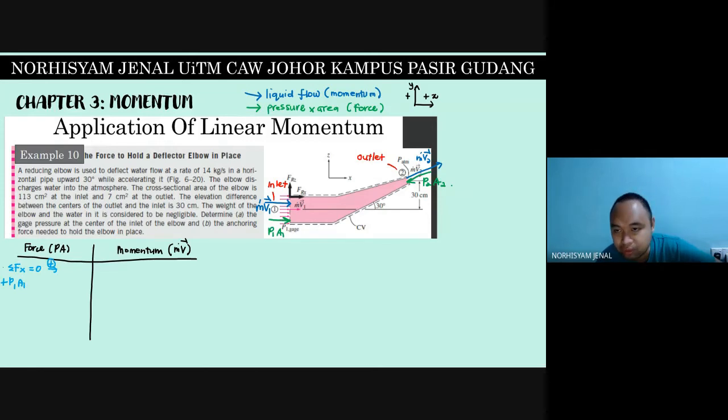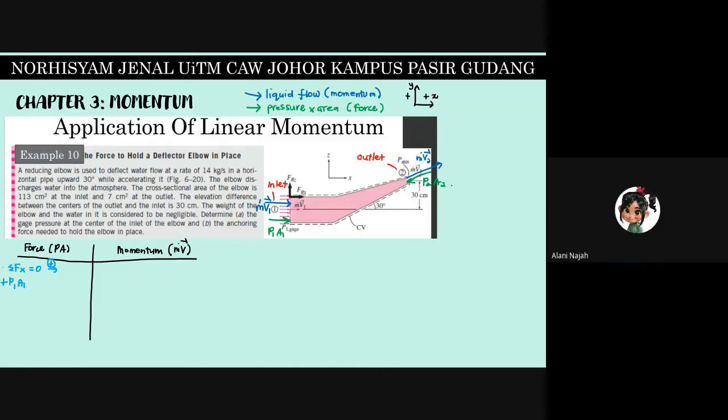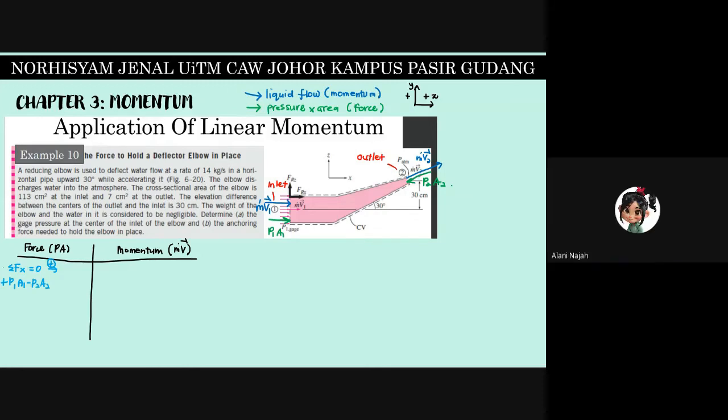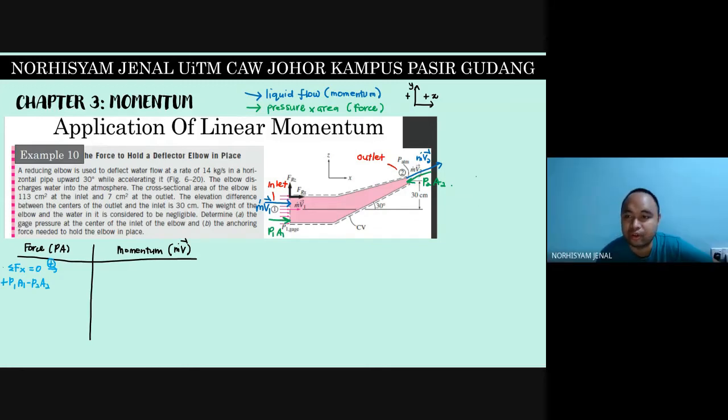Then P2A2. Is it to the left or to the right? To the left. So is it positive or negative? Negative. Negative P2A2. Now, is it to the left horizontally or with an angle? With an angle, okay. So if we draw the angle over here, since down here is 30, here will also be 30 degrees. So what you'll have is negative P2A2 cos 30 degrees. And then add up FRX at the back.